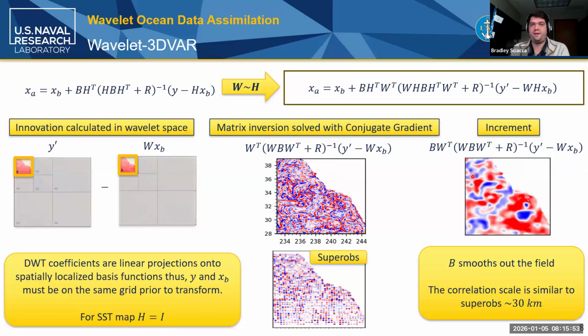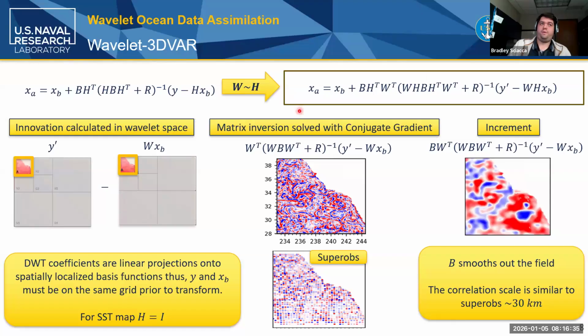Okay, so now we actually are looking at the wavelet 3D VAR. So we're incorporating the wavelet transform into the 3D VAR analysis equation up here on the left. We have our analysis, we have our model background, X of B, we have our background covariance operator B, our observational operator H, and our observational covariance operator R, and our observations Y. So to do this now with wavelets, we are essentially bringing this equation into wavelet space with the help of our wavelet operator W.